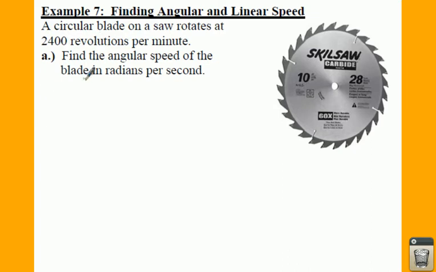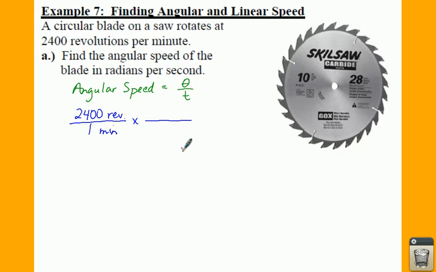So if we want to find the angular speed, remember angular speed is just theta divided by time. Here's the only problem though. We have 2400 revolutions, and that's the information given to us. So revolutions per minute, that's over 1 minute. You're going to have to convert these revolutions into radians. If you think about it, isn't theta in radians?